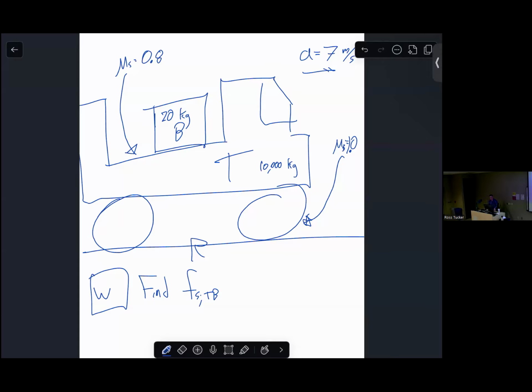Again, I'm asking you about the static friction force on the box, given what is written on the board and the knowledge that the box is moving along with the car. Wait, did I do this wrong?